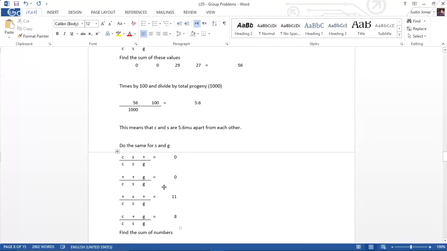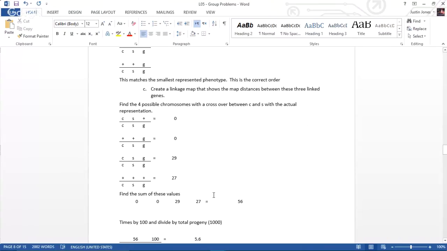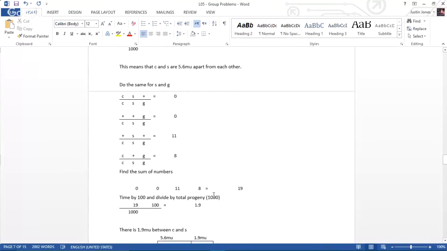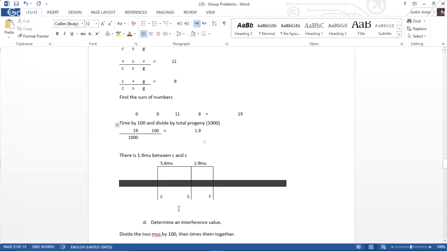Same thing over again. You're going to get 2 zeros. And if we just do the cross the other way, you're going to get this wild type, S wild type, and then C wild type G, and that's going to be 11 and 8. So add those together, so you get 19 times 100 divided by 1,000, the total progeny, 1.9. So super close. And draw the map.